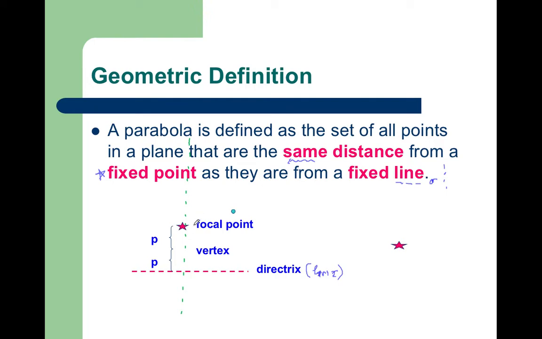So let me sketch back in. The vertex is here. And there are lots and lots of other points that are equidistant. And this is hard to draw. Forgive me. Every point on this sad parabola is the same distance from the focal point as it is from the line. Right, see this point here? It is the same distance from the focal point as it is from the line.